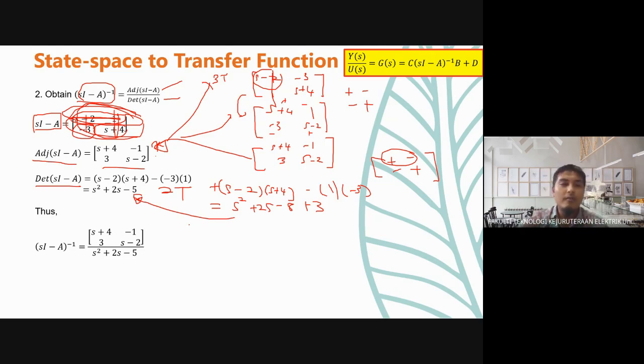Okay, so finally the SI minus A inverse, this is your adjoint and this is your determinant. So this is the answer for the SI minus A inverse.